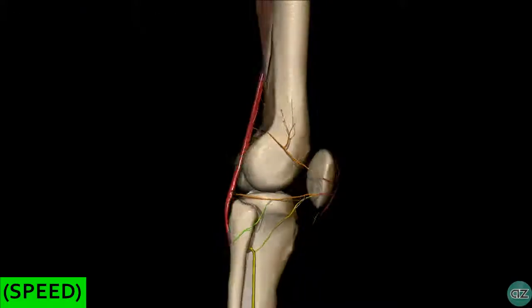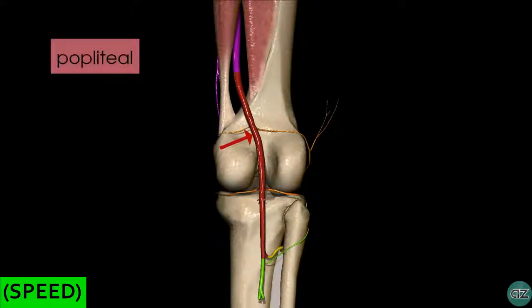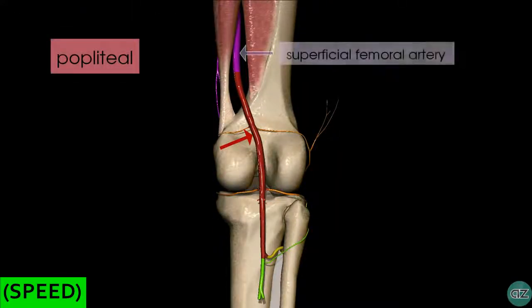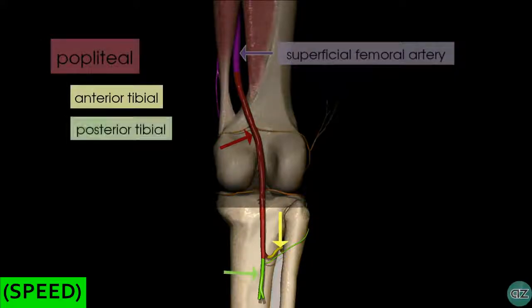So if I just rotate the model around to a posterior view, we can see the popliteal artery. The popliteal artery is a continuation of the SFA, the superficial femoral artery, as it passes through the adductor hiatus. The popliteal artery then terminates by dividing into the anterior and posterior tibial arteries. So you've got the anterior tibial artery here in yellow and the posterior tibial artery here in green.